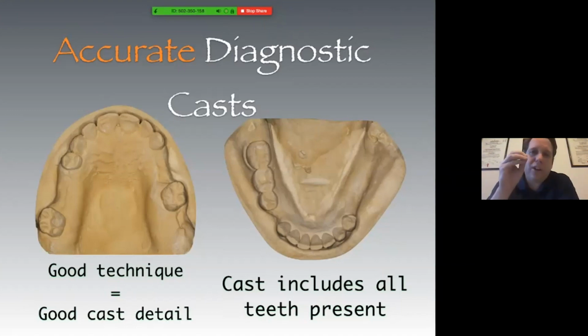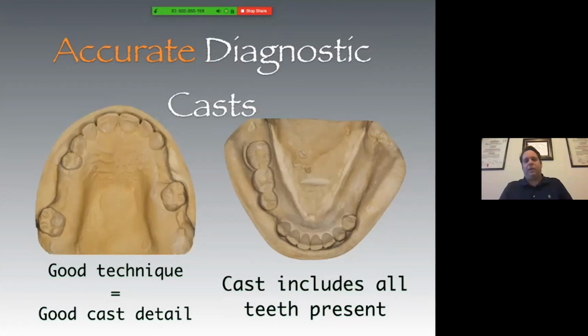So taking good, nice, accurate casts where you're capturing all the landmarks is paramount to help you build up a nice restoration. If you're starting off with casts that do not capture those landmarks and that do not capture the detail of the teeth, you're very likely going to be missing a lot of information that could be helpful in the planning process of your partial denture.